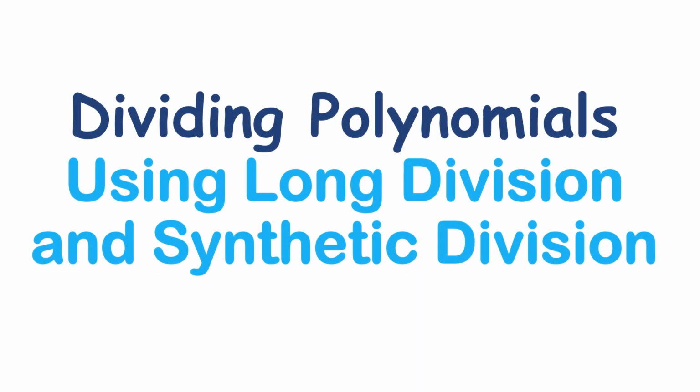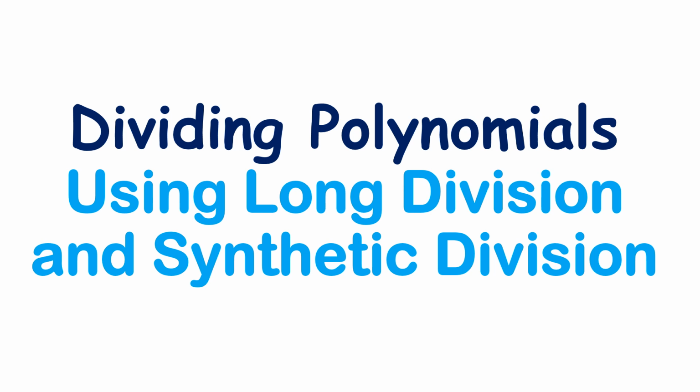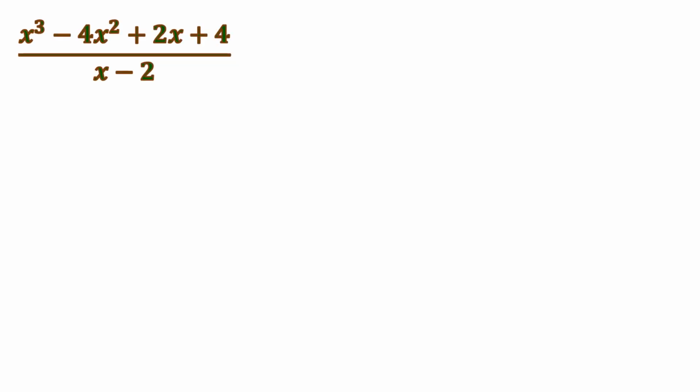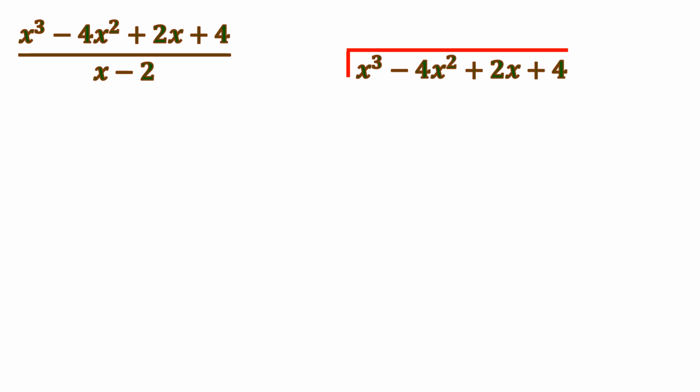In this video, I will be teaching you how to divide polynomials using long division and synthetic division. So let's have, for example, this polynomial x cubed minus 4x squared plus 2x plus 4. It will be divided by x minus 2. And so we're going to use long division first. So we'll have this vinculum, and we're going to put the numerator inside, and outside is the divisor.